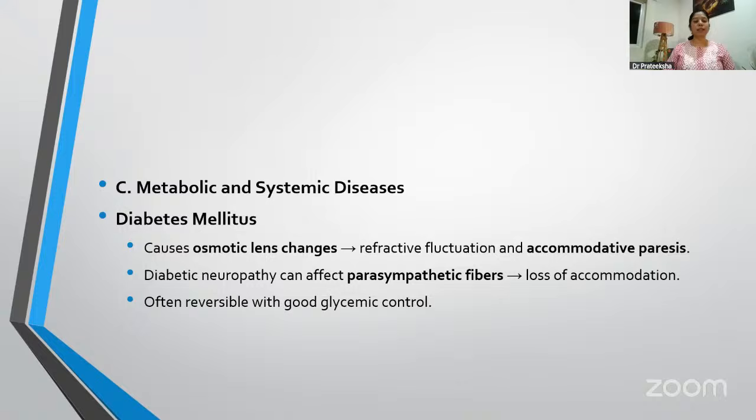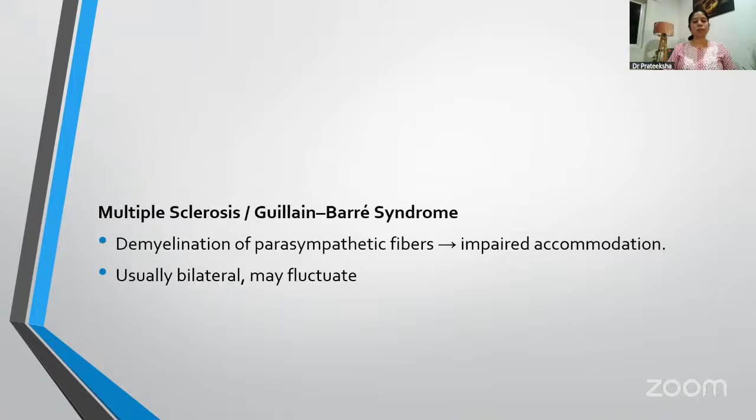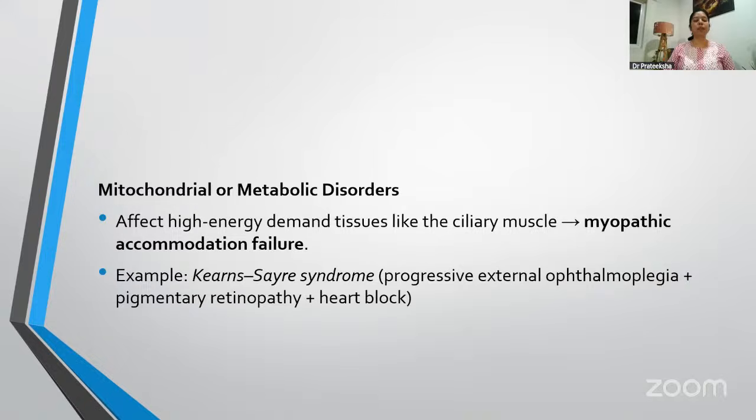Metabolic and systemic disease: again, the most common is diabetes mellitus, which leads to osmotic lens changes, leading to accommodative paresis. Diabetic neuropathy can affect the parasympathetic fibers, causing loss of accommodation, but it is reversible with good glycemic control. Then multiple sclerosis and Guillain-Barré syndrome: demyelination of the parasympathetic fibers leading to impaired accommodation, usually bilateral, may fluctuate.